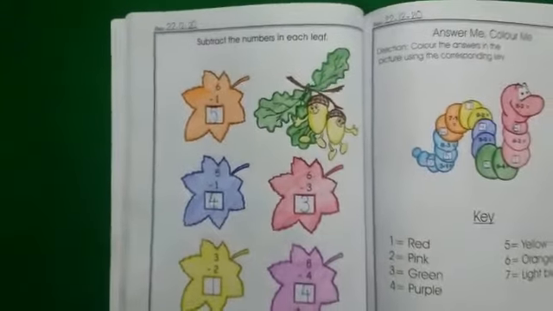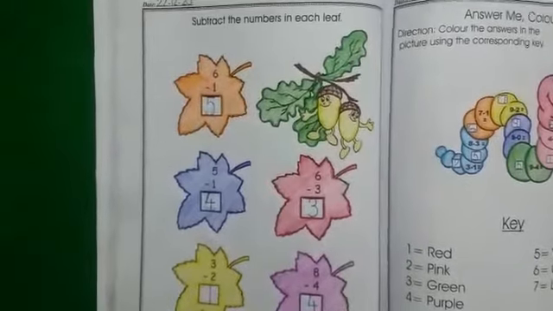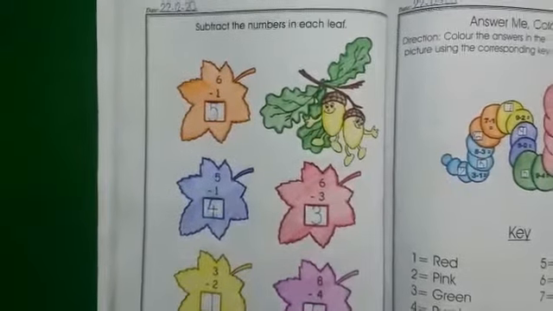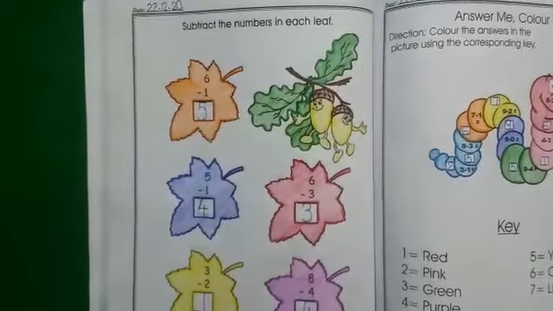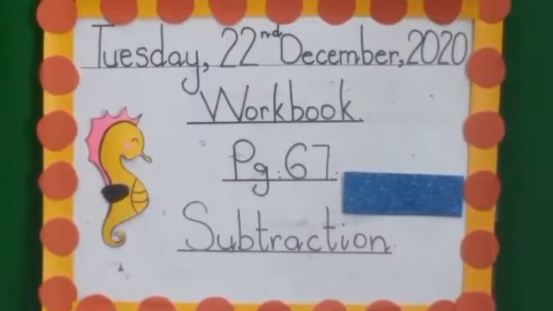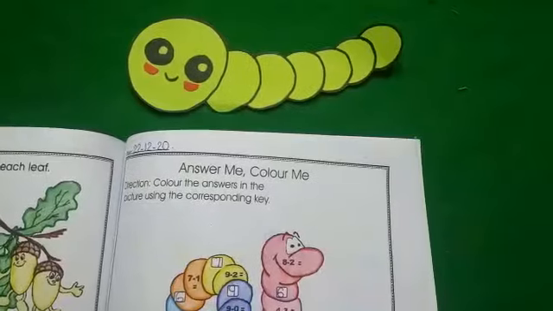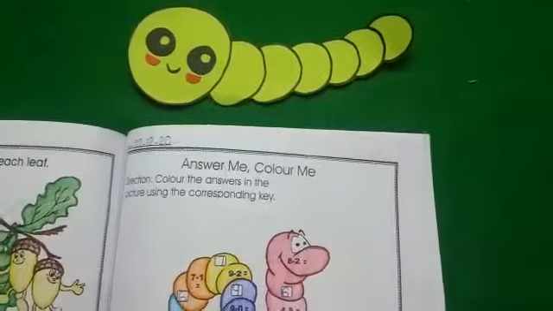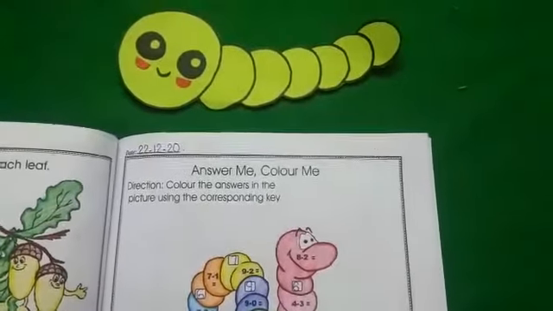So my dear students, do this work in your book, page 66. Color it also and do this in your neat handwriting. Okay, so now my dear students, we come to the second page. Our page number is 67 and the same topic. Our topic is subtraction. First we have to write the date, 22, 12, 20.